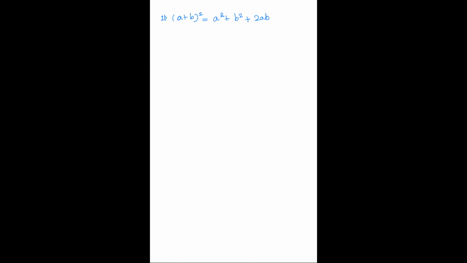Yes, you're right. Now, many of the students have the habit of writing 2ab in the middle, like a square plus 2ab plus b square. Even that is also fine. Now the second formula, second identity, a minus b the whole square, which is a square plus b square minus 2ab. Okay.